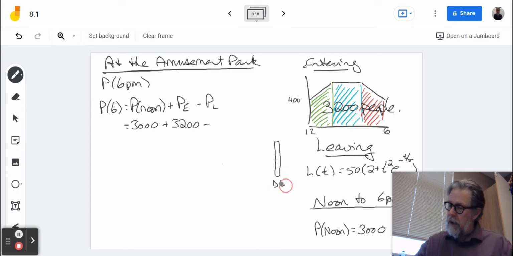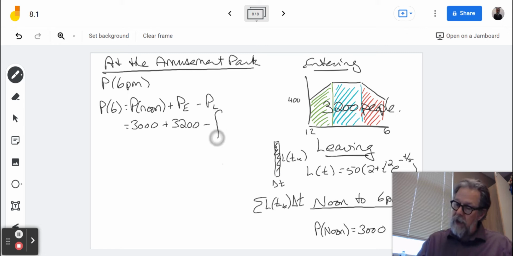interval of time, the height of the rectangle, the number of people who leave, will be the function at some time in that interval. And so, in order to get the total number of people that leave, we have to take the sum of all of those individual rectangles. We know, therefore, that that means the integral from noon, we'll call that time 0, to 6 of L of t dt.